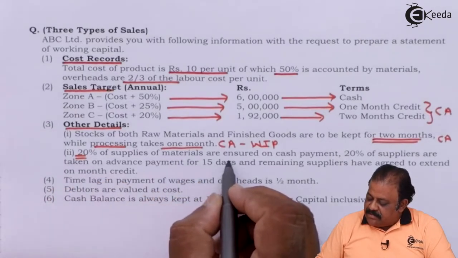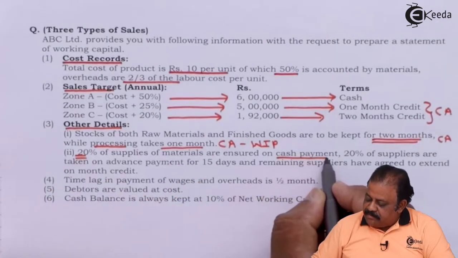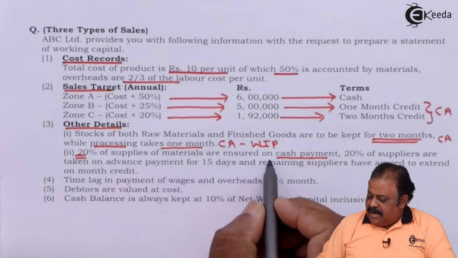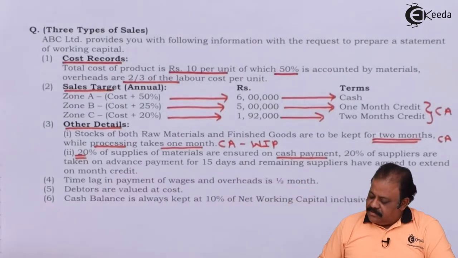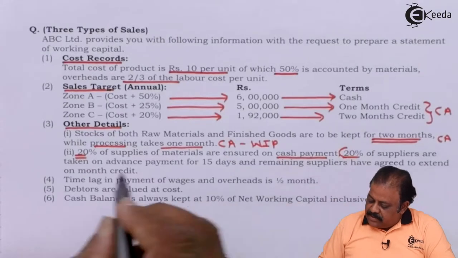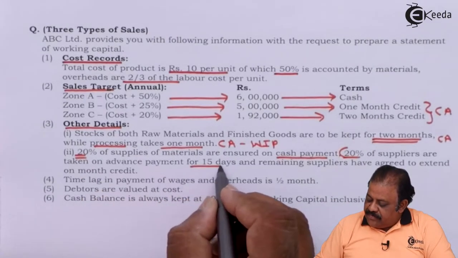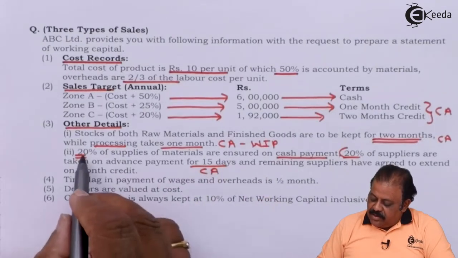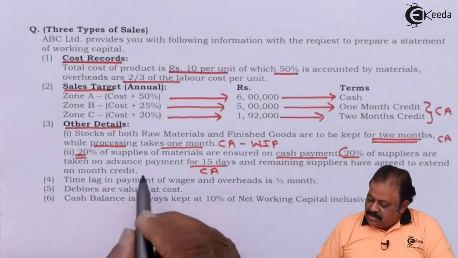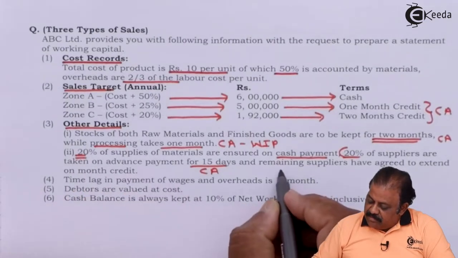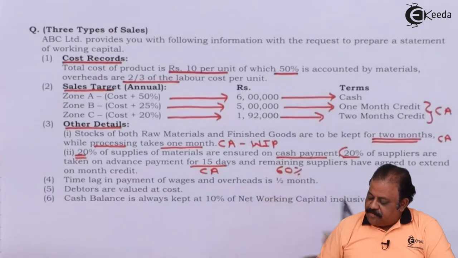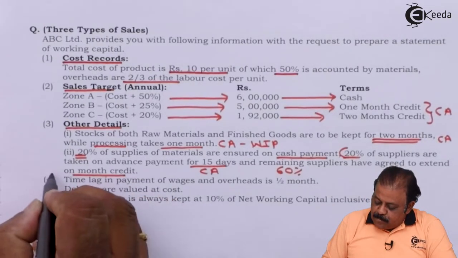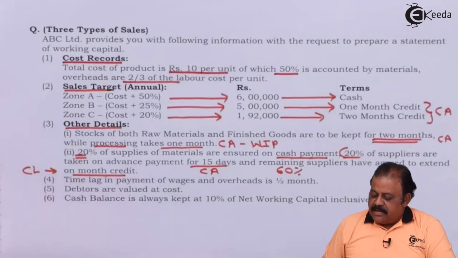20% of supply of materials are ensured on cash payment. That means 20% supplies are by direct payment of cash purchases. 20% of supplies are taken advance payment for 15 days. So this will be part of current asset. And remaining out of 100, 20% cash purchases, 20% against advance payment, so remaining will be 60% of purchases have been agreed to the extent of 1 month credit.